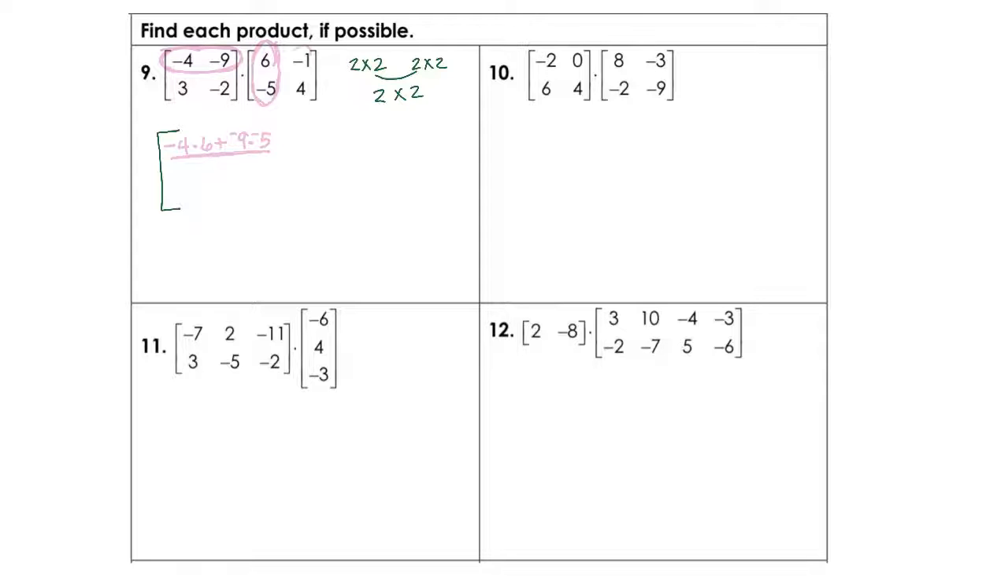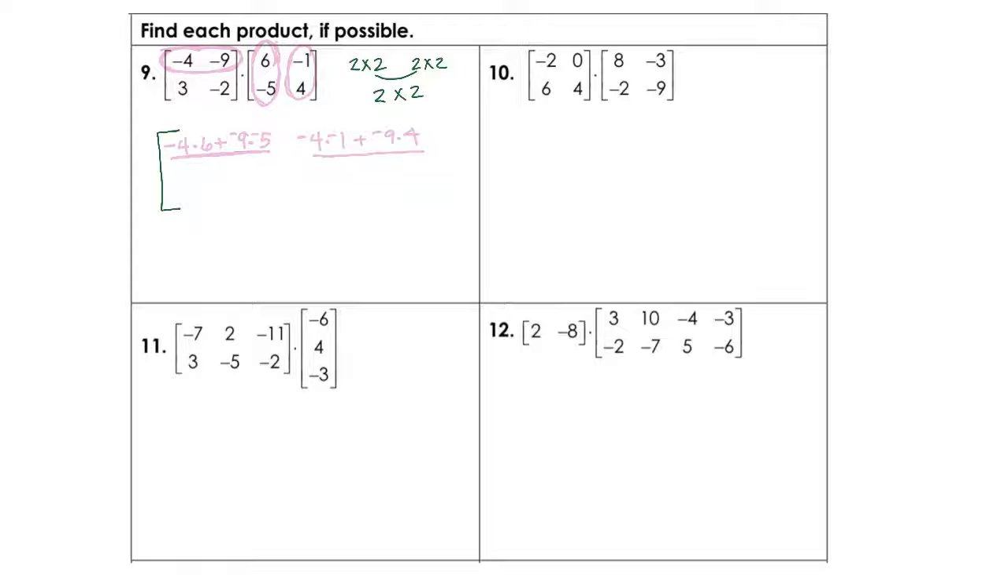Now you're going to skip over to the next column. So in your answer, skip over to the next column, and you're going to repeat the process. Negative 4 times negative 1 plus negative 9 times 4. And that would finish that element.